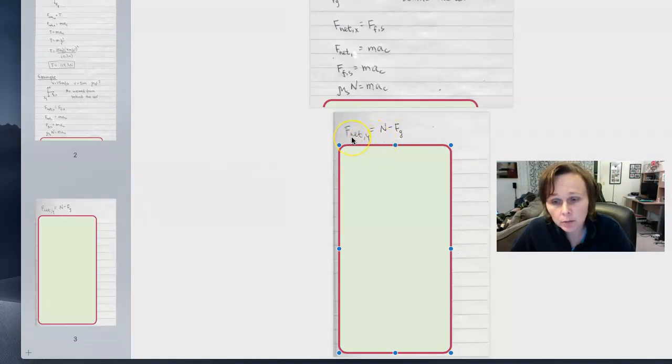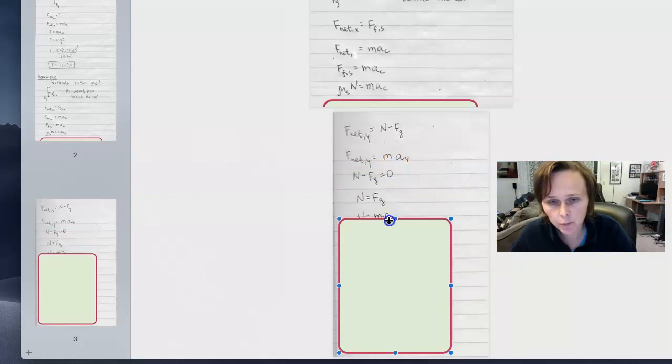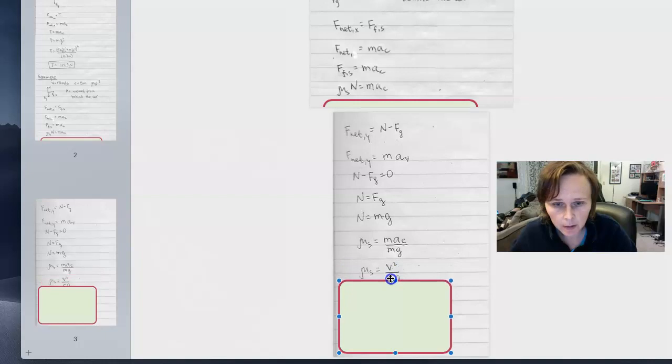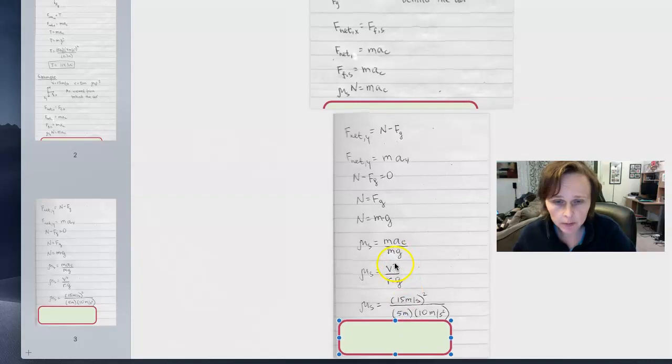Now we need to write the net force in the y direction, which is just the two forces, normal and the force of gravity, and there is no acceleration in the y direction, therefore those two forces are equal, and we can say that the normal force equals mg. Then we can substitute it into our previous equation, and we can calculate the coefficient of static friction, which is the square of the linear velocity divided by the radius and by the acceleration due to gravity.